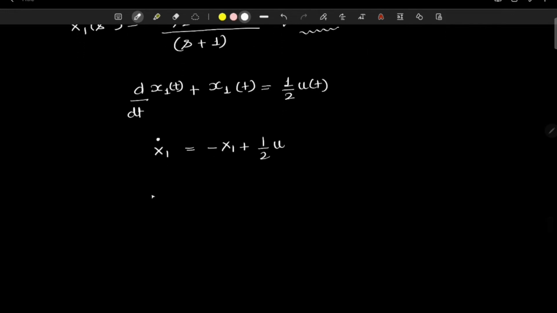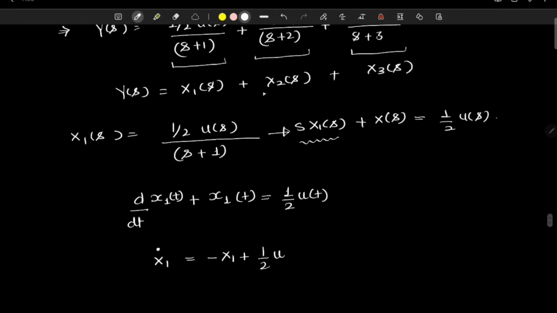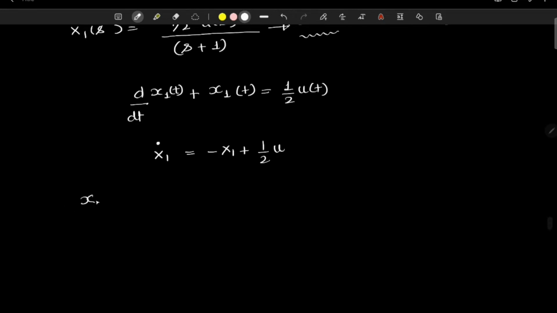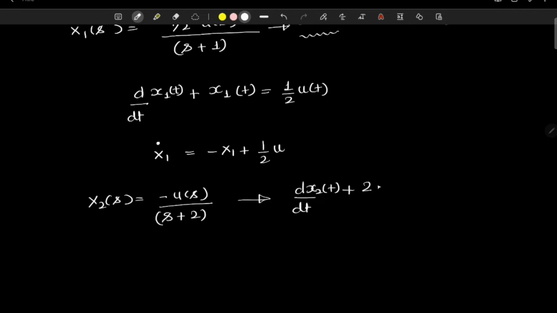Now similarly we will find for x2. x2 of s is minus u of s by s plus 2. Now we can write this equation as s into x2 of s, and taking the inverse Laplace transformation, this will be d by dt of x2 of t plus 2 x2 of t is equal to minus u of t. So I can write this equation as x2 dash is equal to minus 2 x2 minus u.